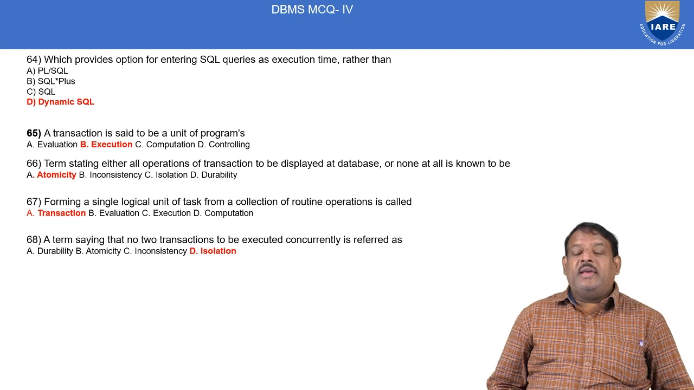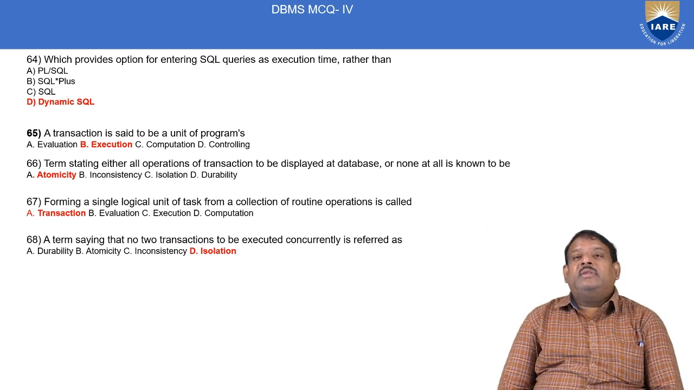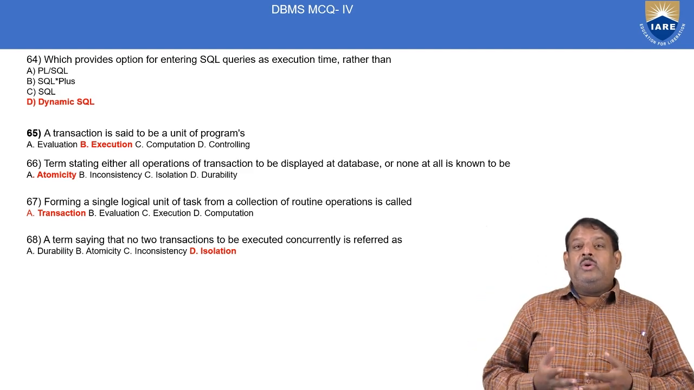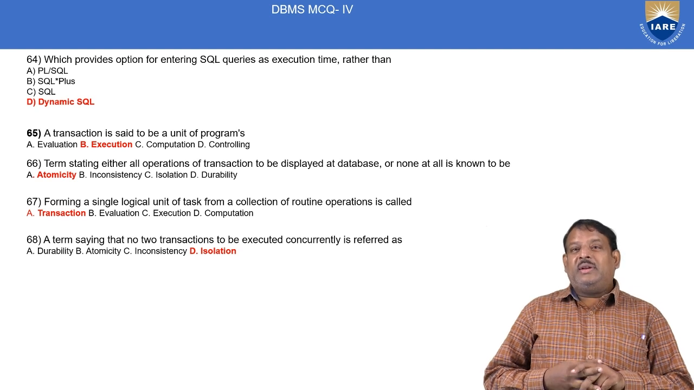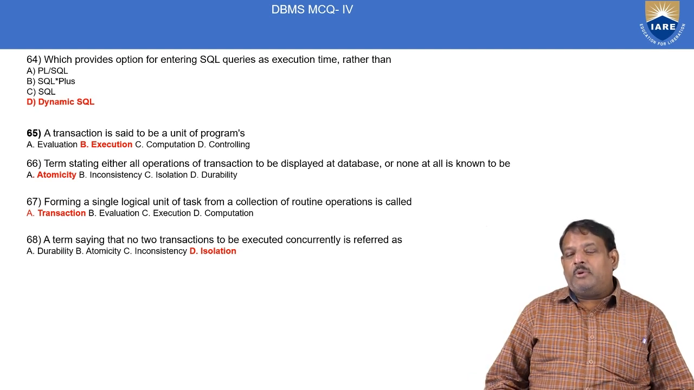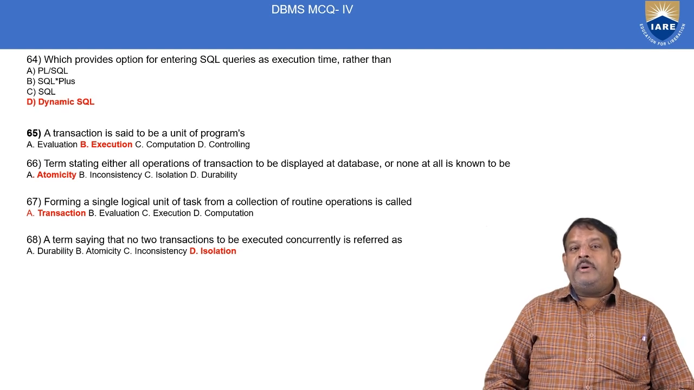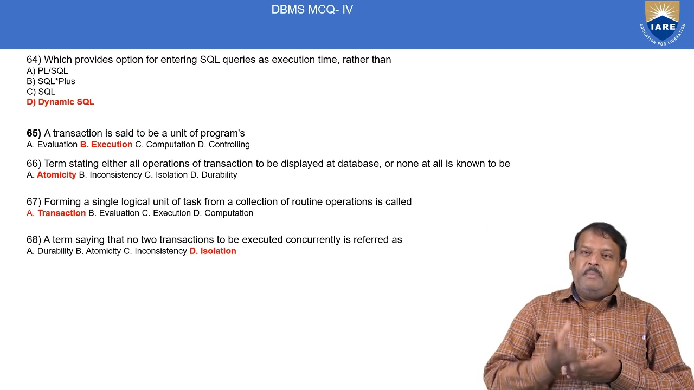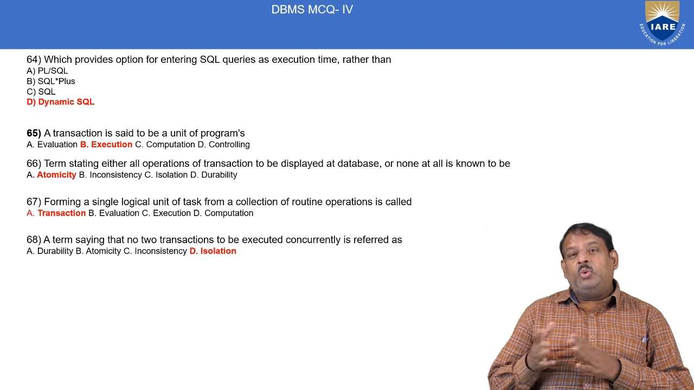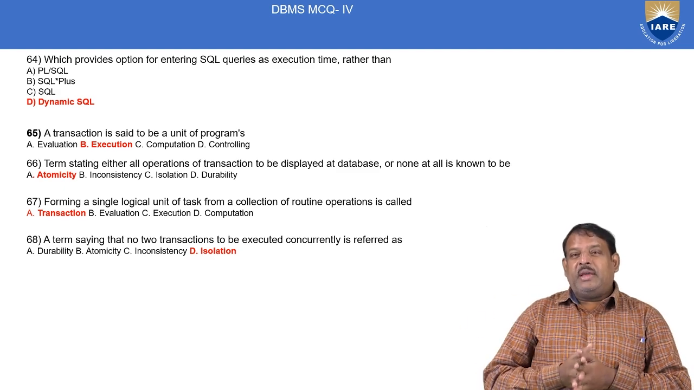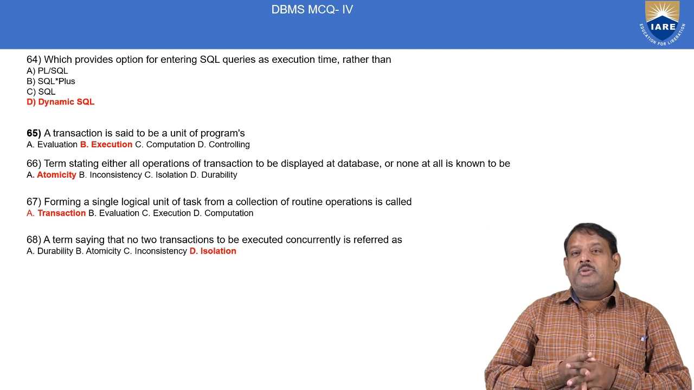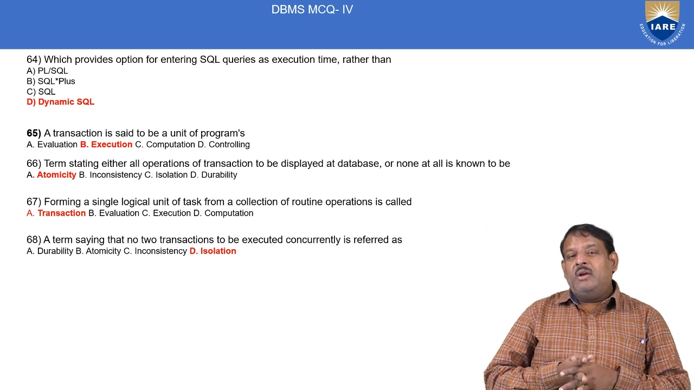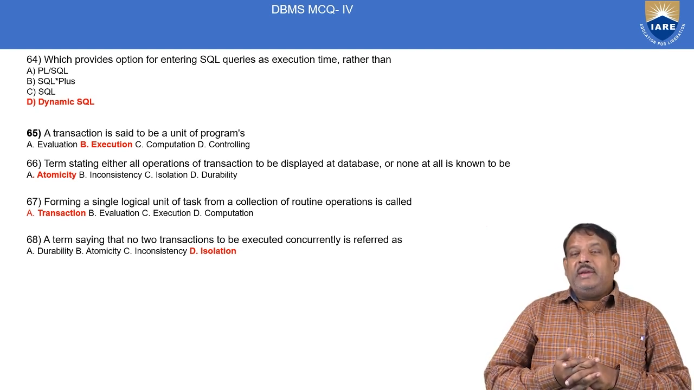That is the transaction. A term saying that no two transactions can be executed concurrently is referred to as isolation. Isolation is a property which means that no two transactions on the same record can be performed. You can perform two transactions on two different records, but you cannot perform the same transaction on the same record at the same time. You have to wait until the first person has released the lock. Only then will you get the control.